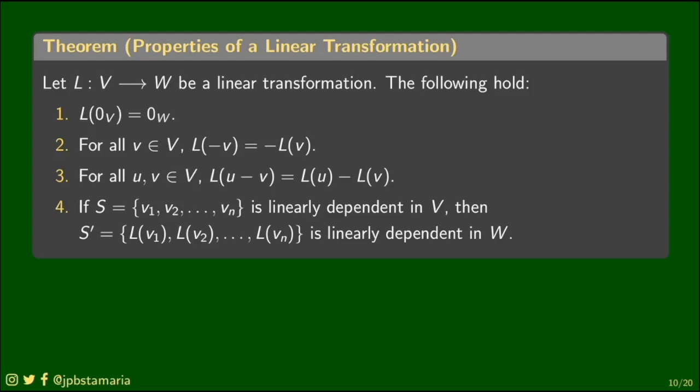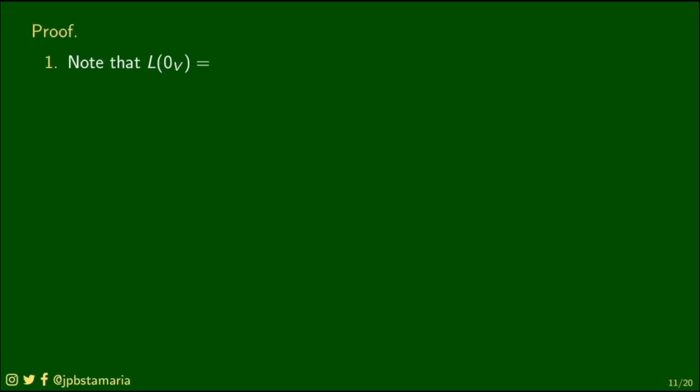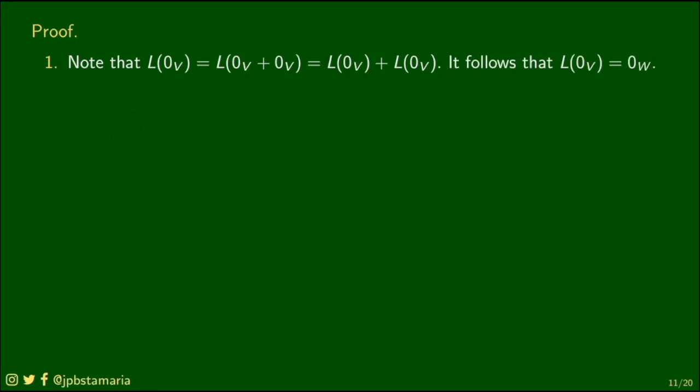So we are going to prove this one by one. For number 1, let's look at L of 0V. Take note that 0V is the same as 0V plus 0V. Now because L is a linear transformation, you can write this as L of 0V plus L of 0V. From this equation, if you subtract L of 0V on both sides, nothing will be left on the left-hand side. What we are left with is only the 0 in W. Therefore, L of 0V equals the 0 in W.